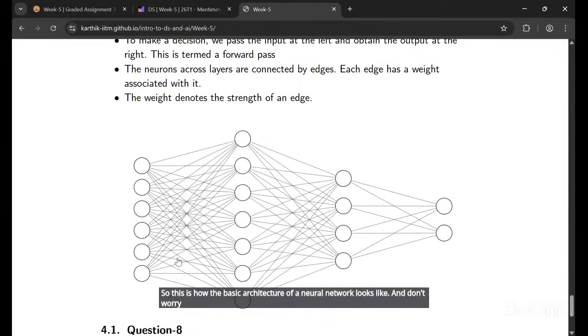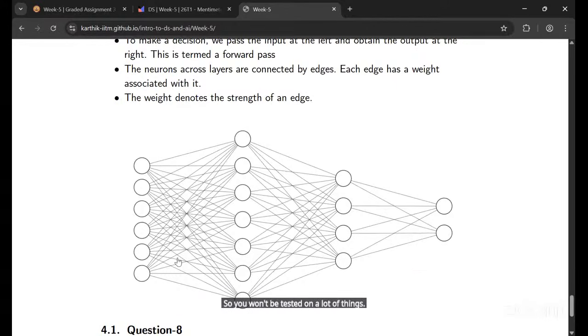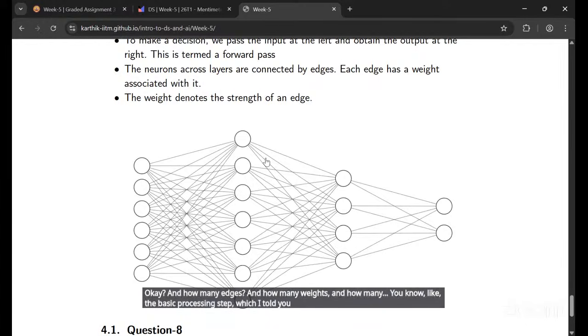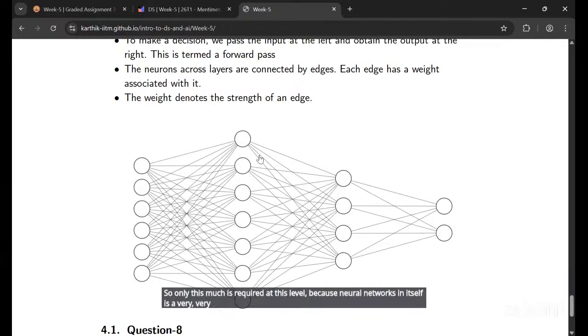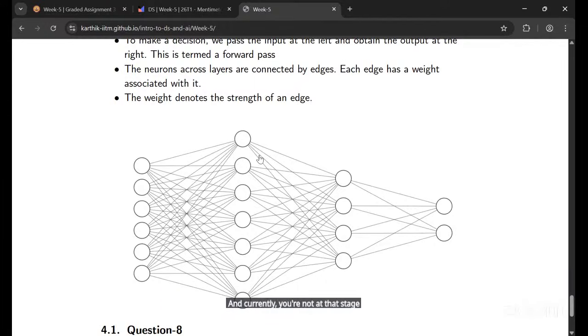And don't worry, this is a very advanced concept in machine learning and deep learning, so you won't be tested on a lot of things. You should only understand the basic architecture: that we have an input layer and output layer, we have hidden layers, and how the processing works. Also how many edges and weights there are, and the basic processing step which I told you, that you multiply and add, a into x plus b. That is the basic equation. Only this much is required at this level, because neural networks in itself is a very, very advanced topic, and currently you're not at that stage where you'll be able to understand everything. So just understand the basics and you'll be good to go.